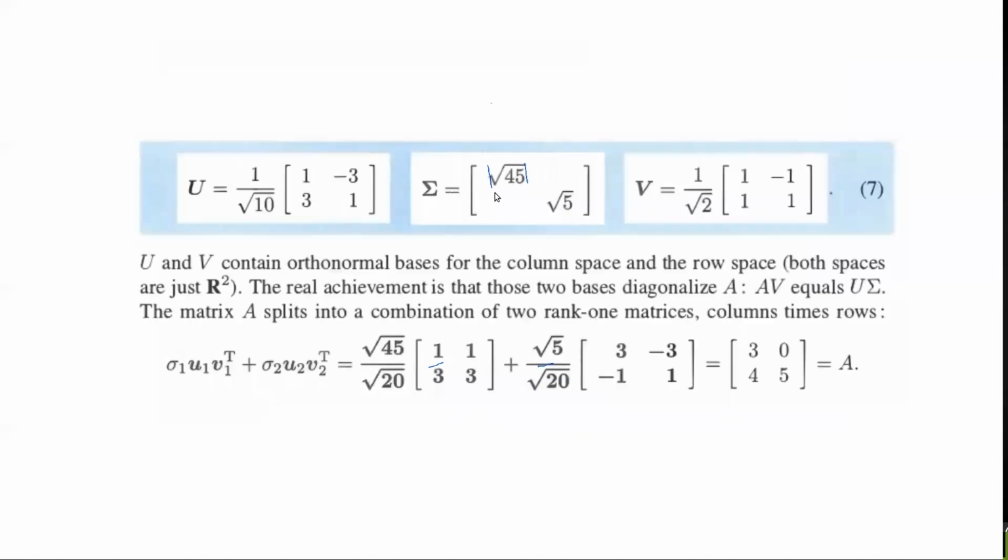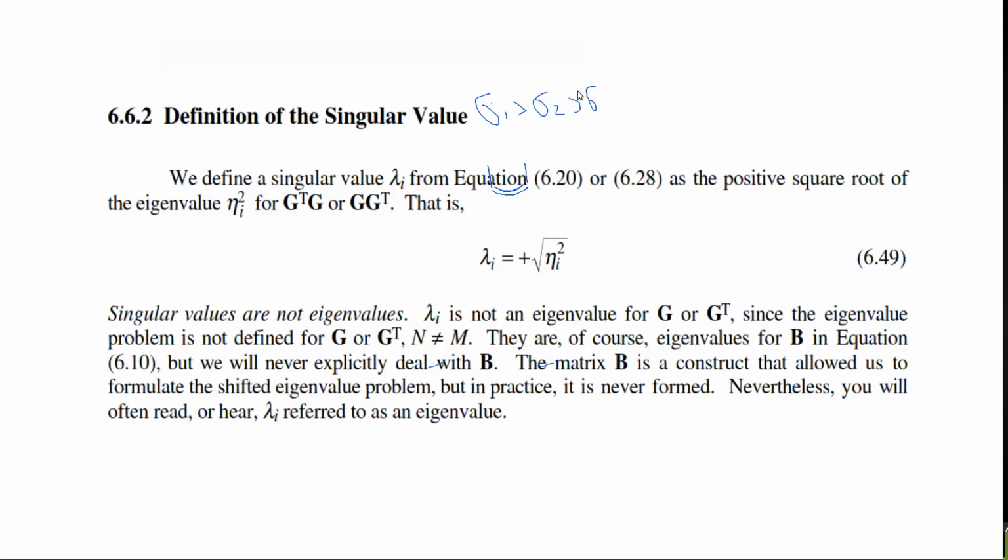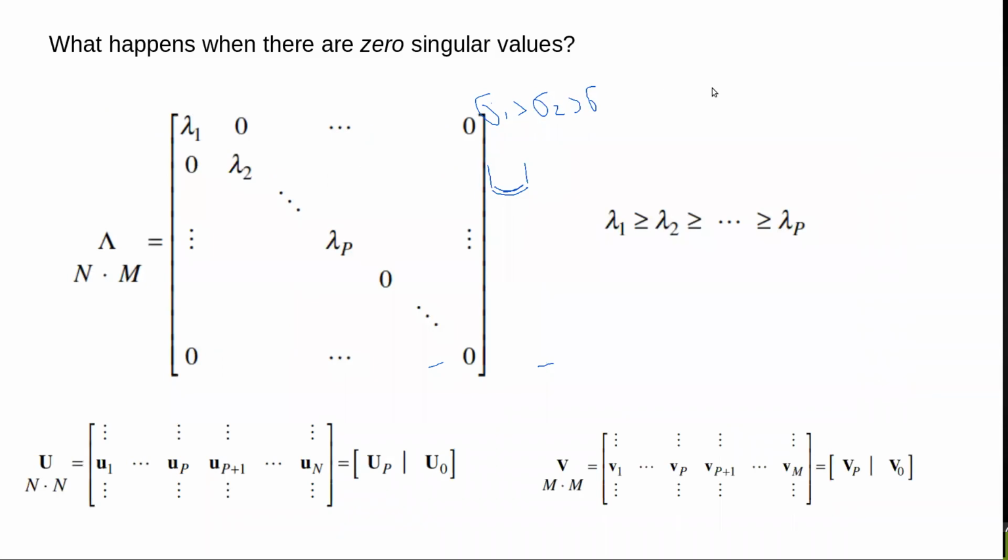So the one with the highest magnitude is put first. So we arrange them in order, so this one is greater than that. So that's how we arrange the singular values and the singular vectors. That's shown here. So we arrange them in order of decreasing magnitude on the diagonal.